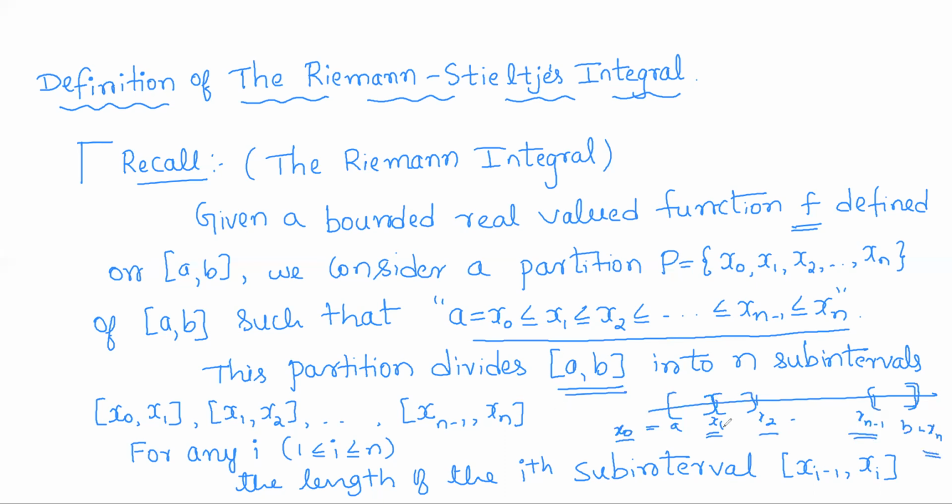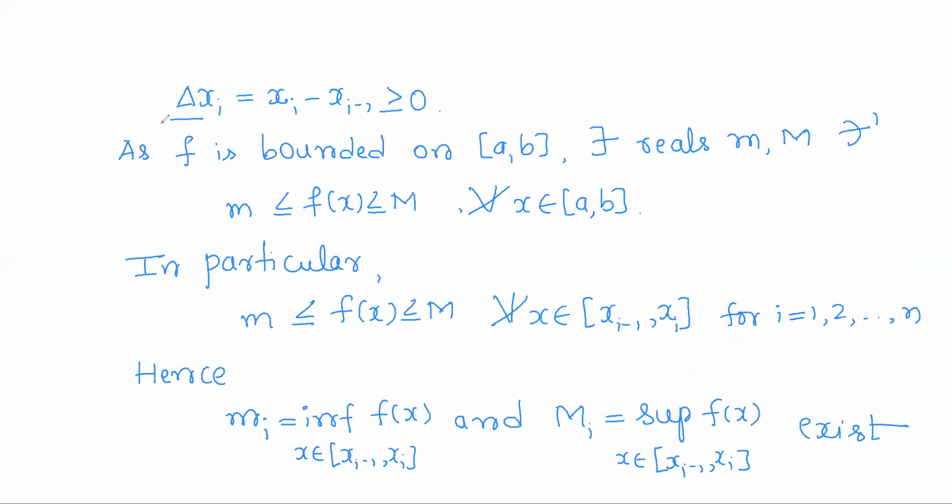So this partition divides the closed interval [a, b] into n subintervals, where for any i, the ith subinterval will be of the form [x_{i-1}, x_i], and its length is denoted by delta x_i, and the length of the closed interval is nothing but the upper limit minus the lower limit. So as we have considered these numbers x_i in the increasing order, x_i minus x_{i-1} will obviously be greater than or equal to 0.